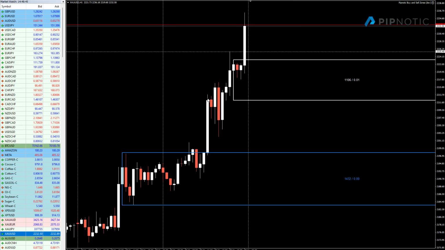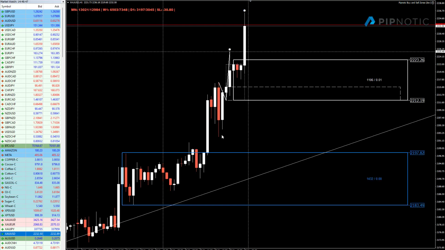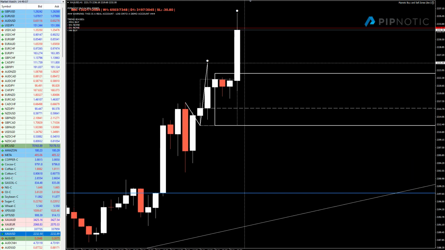So a big increase, a correction, and then prices rallied, accumulated, and now we just popped higher. And so now we know we want to buy. And where do we have an area in which to buy? Well, we have something right here.